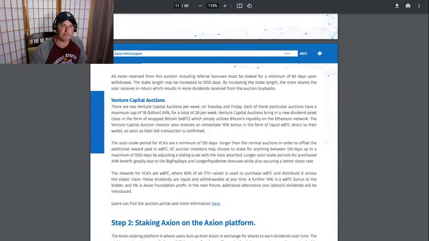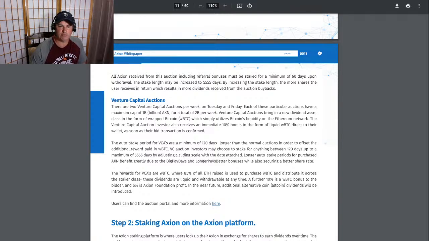The venture capital auction investor also receives an immediate 10% bonus in the form of liquid wrapped Bitcoin direct to their wallet, as soon as their bid transaction is confirmed. So basically, people that bid in Ethereum into the venture capital auction get 10% of that Ethereum back in wrapped Bitcoin instantly, in liquid form that they can spend. Plus, at the end of the auction, they'll get all the Axion that they bid for based on the final price of the auction. So it's a terrific result for them. Let's quickly move on from there.